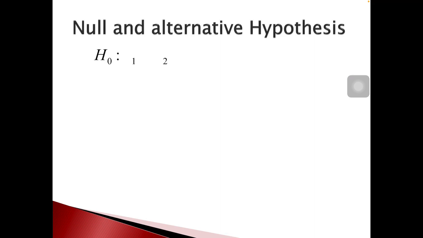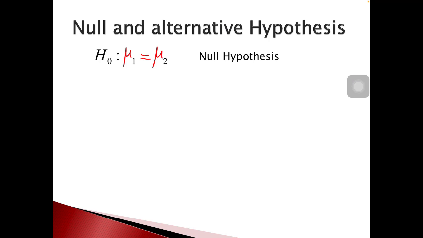Okay, first our hypothesis. This is going to be mu1. Always for the null hypothesis we consider mu1 equals mu2. This is our null hypothesis.